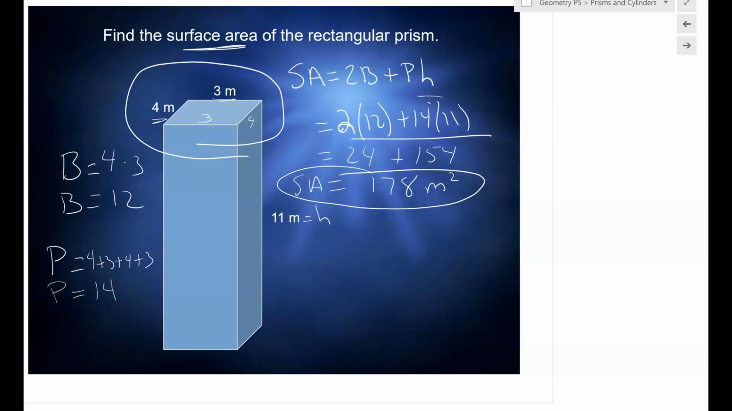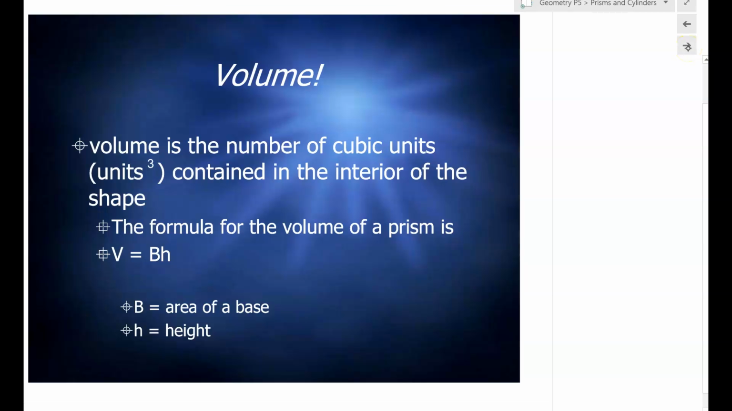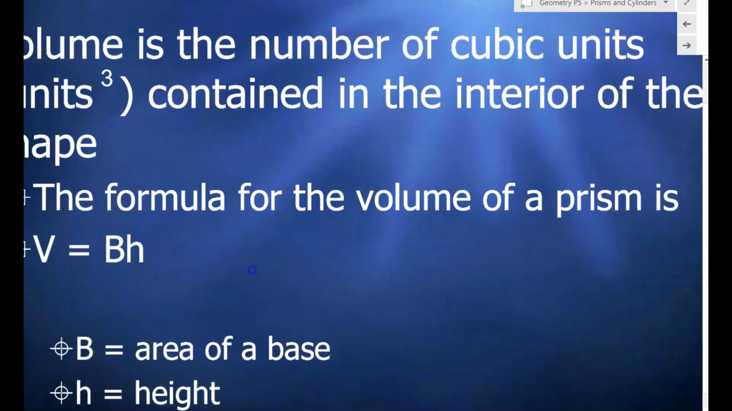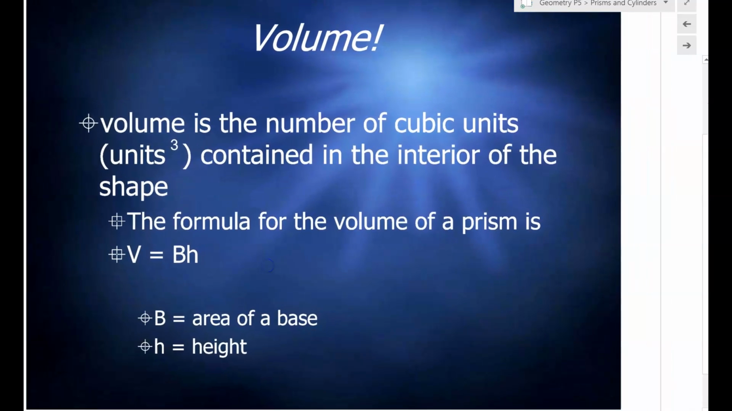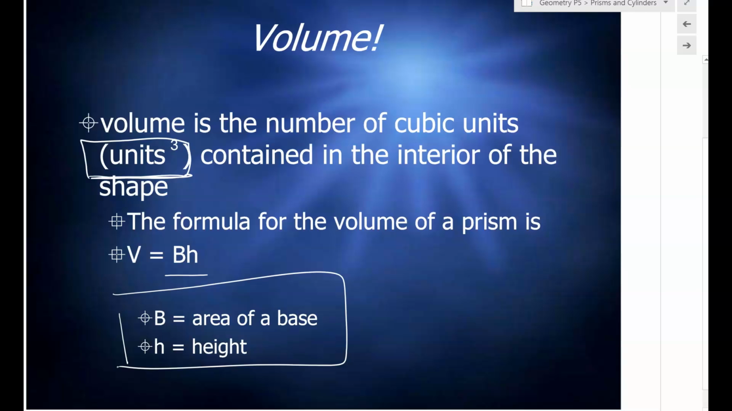All right, so next is the volume. Volume is, the idea is the space it contains. Notice the units are units cubed. And our formula is just volume equals base times height. Now it's area base. Same B, same H, same letters. Take a minute and copy that down. If you have to pause it, pause the video. That's the other thing you want to do.